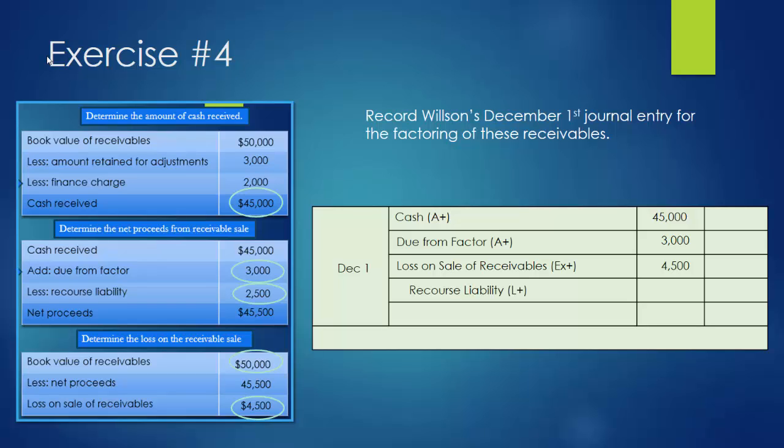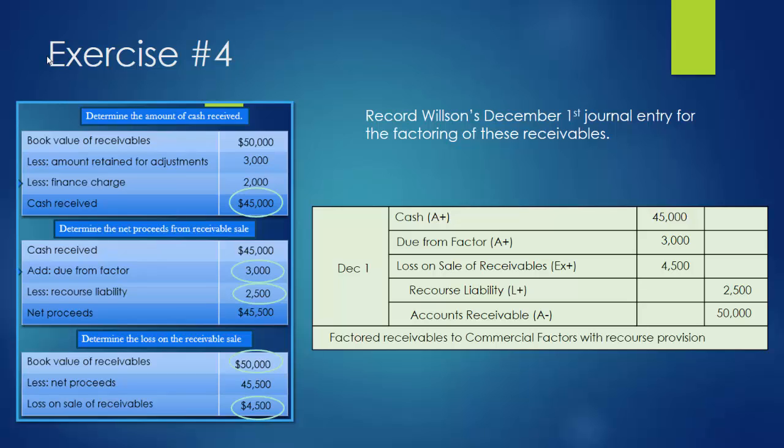We have credits as well, and the first one is to that recourse liability. We think there's bad debt in there. We think there's $2,500 worth of bad debt in there that we're going to end up actually having to pay. The factor is going to take out of that amount that they're retaining. And then lastly, what else has to come off the books right now? Those receivables, because we sold them, and they come off the books at book value.